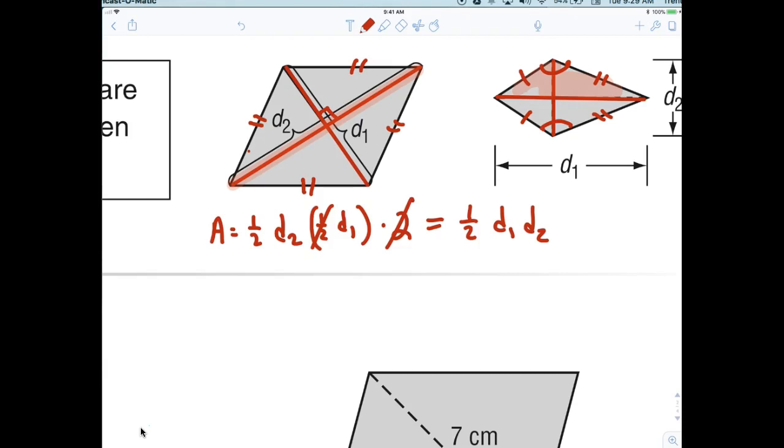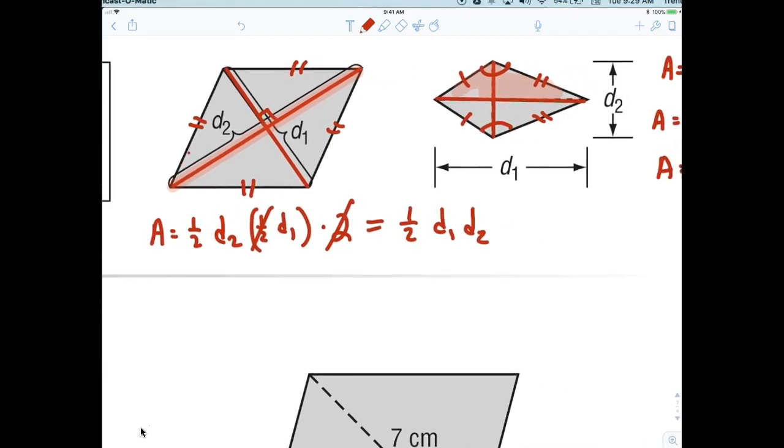But I'm agreeing with you. Yes, I see what you're saying. But I'm not sure. That's what I'm trying to think about. Is it necessary? In a kite, does it say opposite sides are not parallel? I don't know if that necessarily makes it. Does that make sense? All right.